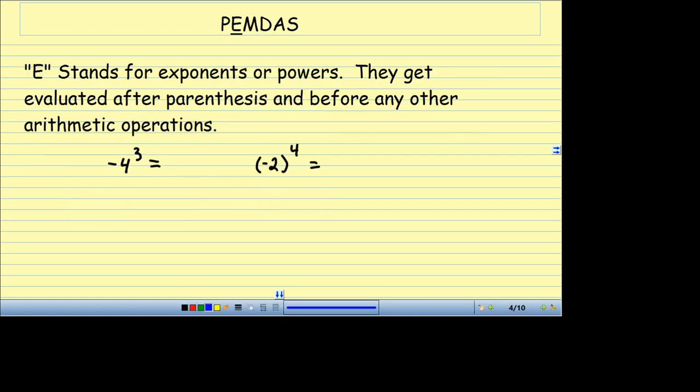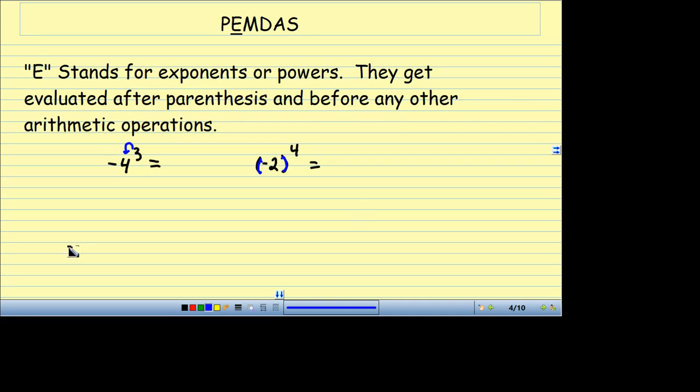Next thing I've got is exponents or powers. They get evaluated after parentheses and before any other arithmetic operation. And again, I can't stress enough, I'm always marking people down for this. You got negative 4 to the 3rd power. This power only affects the number to the left of it. It does not affect the negative. You want it to affect the negative? Put your negative in parentheses and then the power. Now the power affects everything.